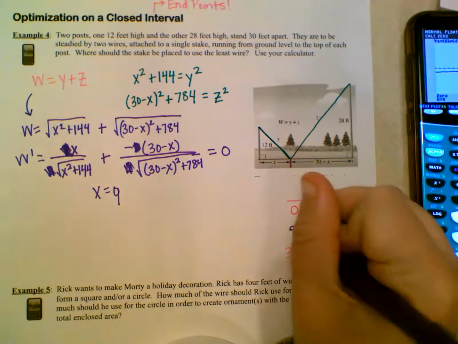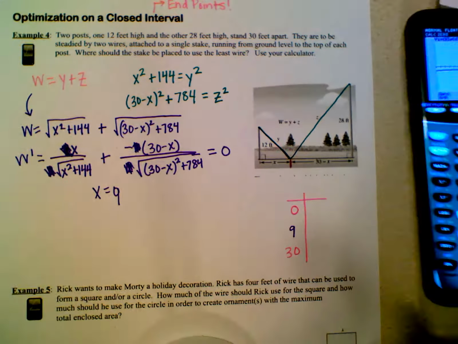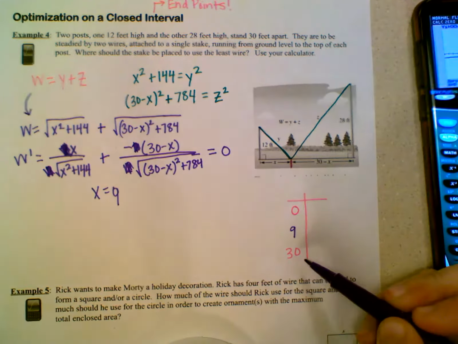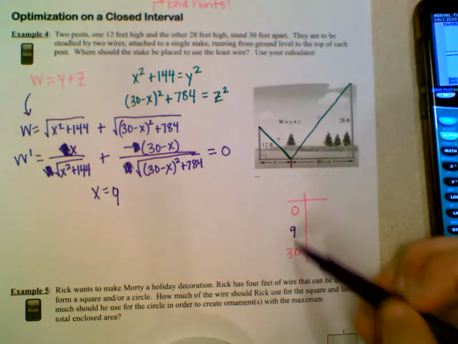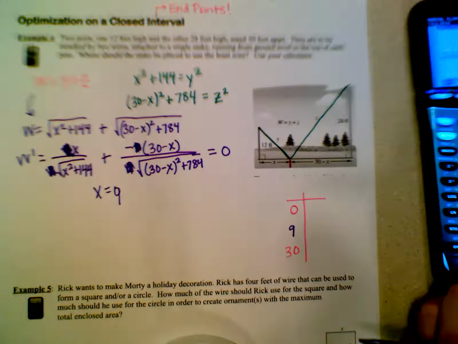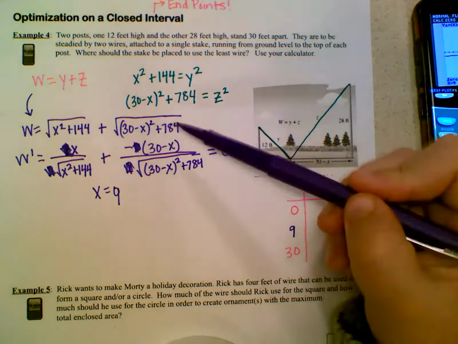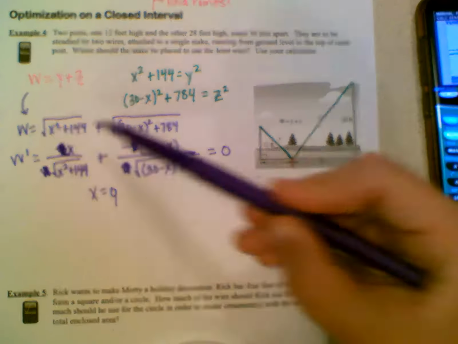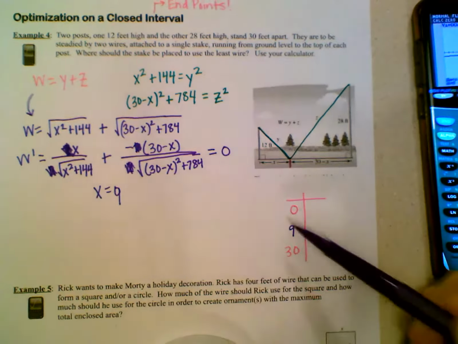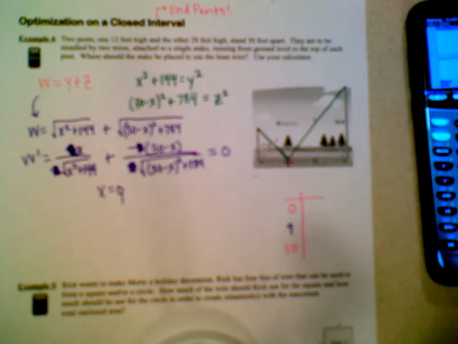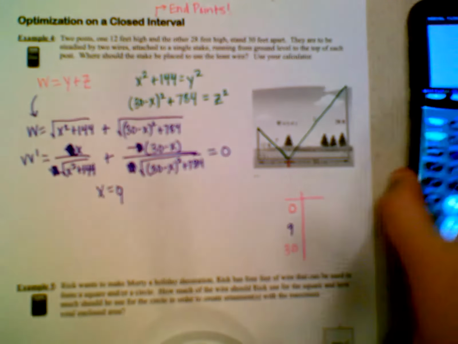So we're going to go over to our table, and we have 3 values that could be the minimum amount of wire: 0, 9, and 30. What we're going to do is figure out how much wire will go in, and you can use this equation. This is the length of your wire. So plug in 0, plug in 9, plug in 30, and decide which one is the minimum.